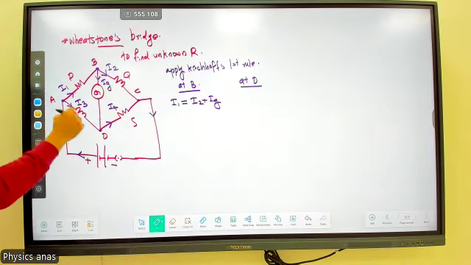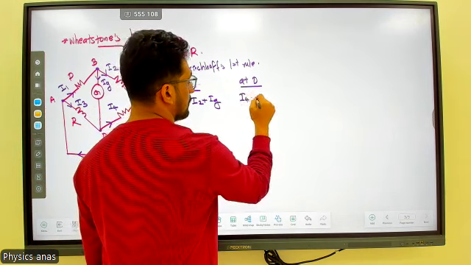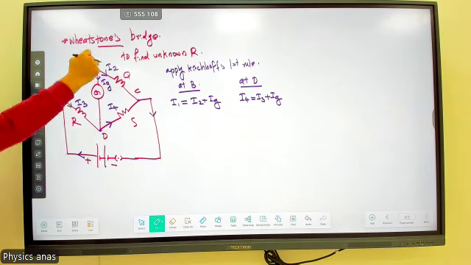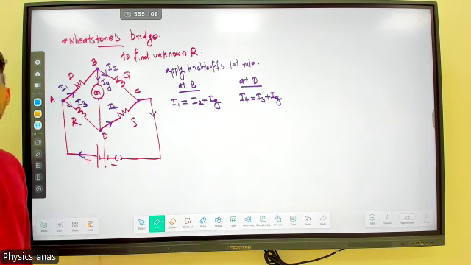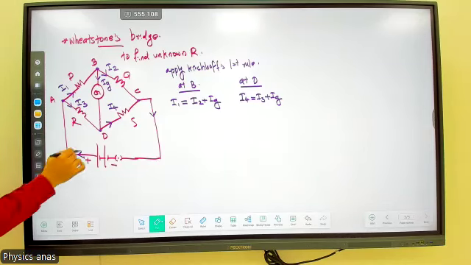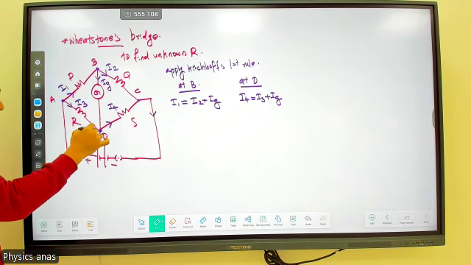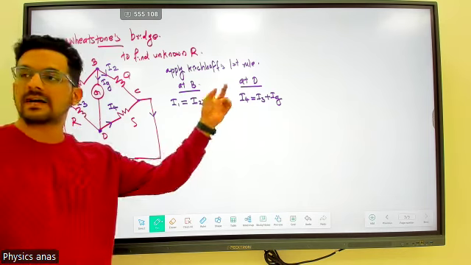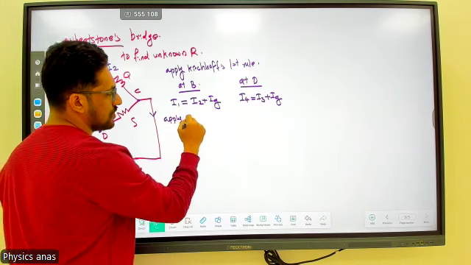Now, Kirchhoff's first rule at D. What is happening at D? I3 is coming, Ig is coming, I4 is going. So you can write I4 is equal to I3 plus Ig. I3 and Ig are coming, I4 is going away from D. Clear?